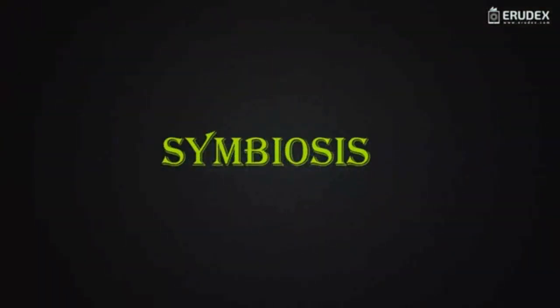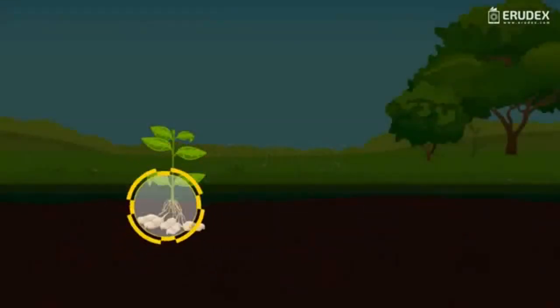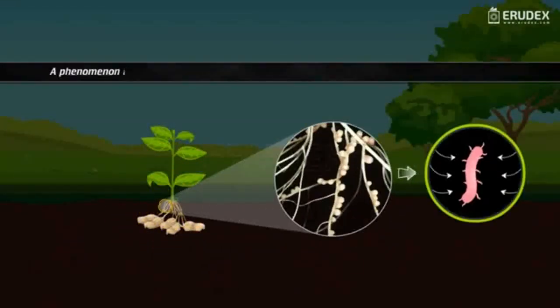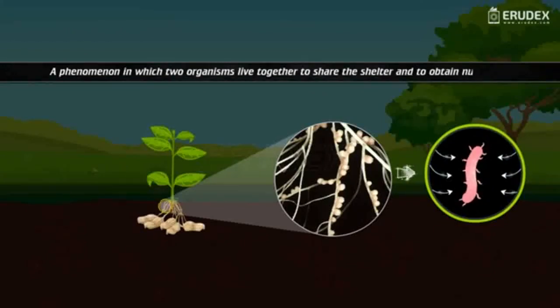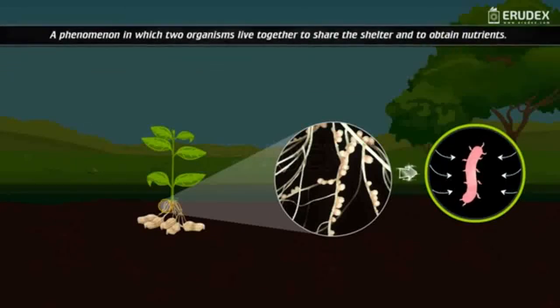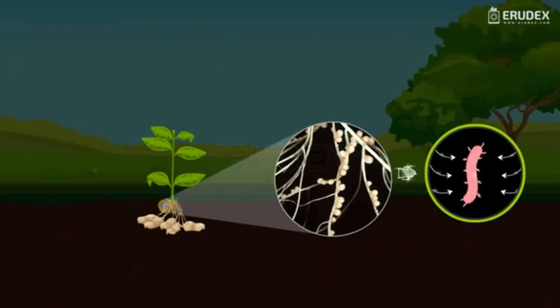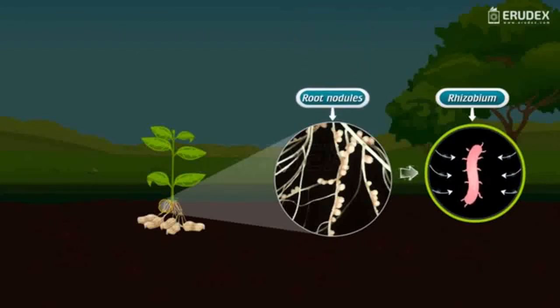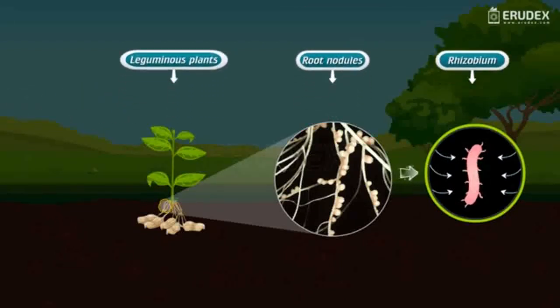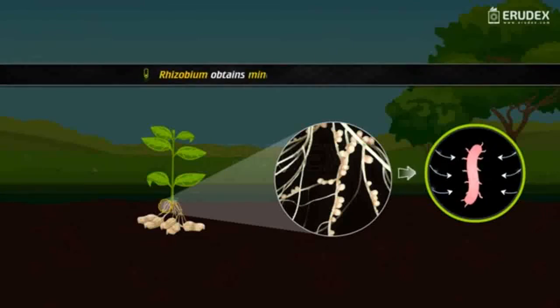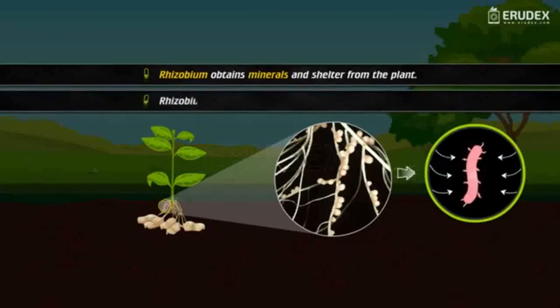Symbiosis. This is a phenomenon in which two organisms live together to share shelter and to obtain nutrients. The organisms which participate in this relationship are called symbionts. Some bacteria like Rhizobium live in root nodules of leguminous plants. Rhizobium obtains minerals and shelter from the plant, and in turn fixes atmospheric nitrogen for the plant.